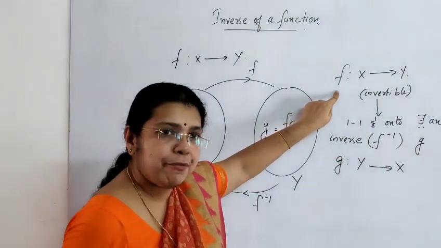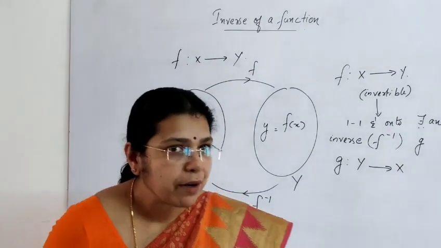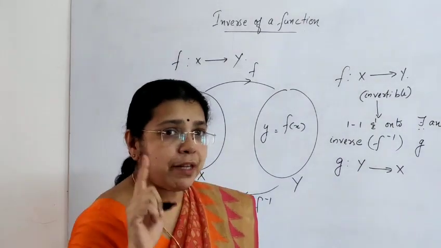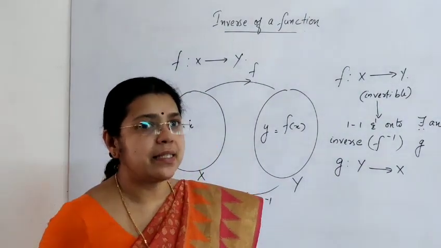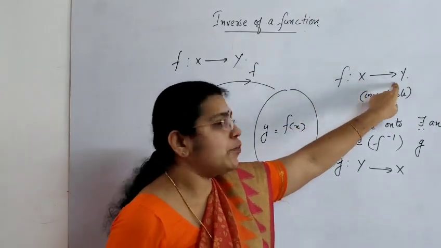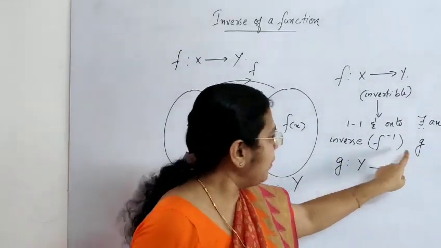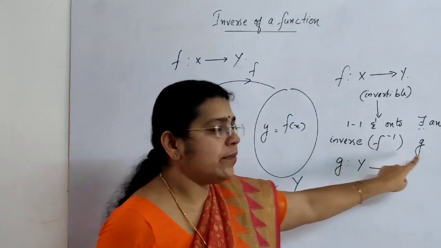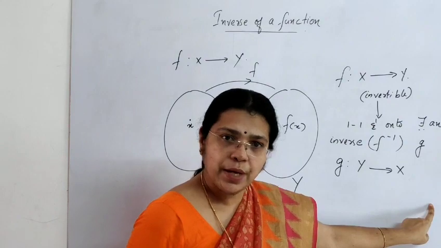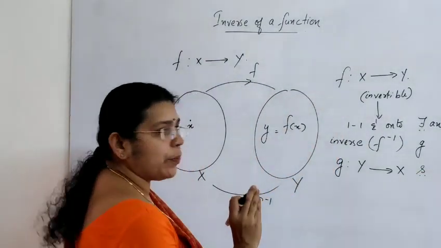So I repeat, if f is a function from x to y and it is invertible, that means it is 1-1 and onto. That is the condition of invertibility. Only if the function is 1-1 and onto, we say that it is invertible. So, if f is an invertible function from set x to y, then there exists the inverse. I took it as g. G is a function from y to x, such that there exists one more condition coming up.